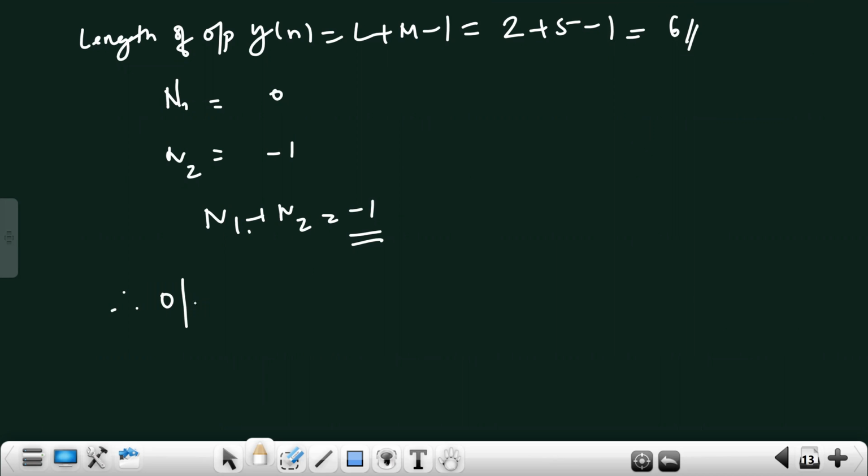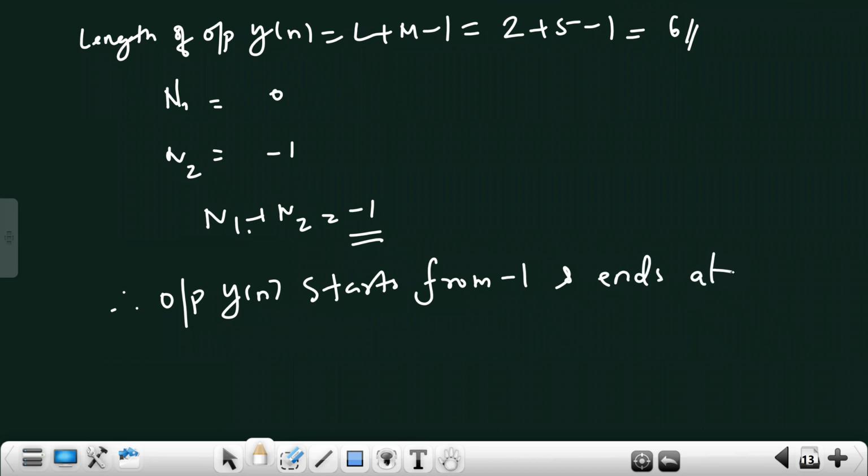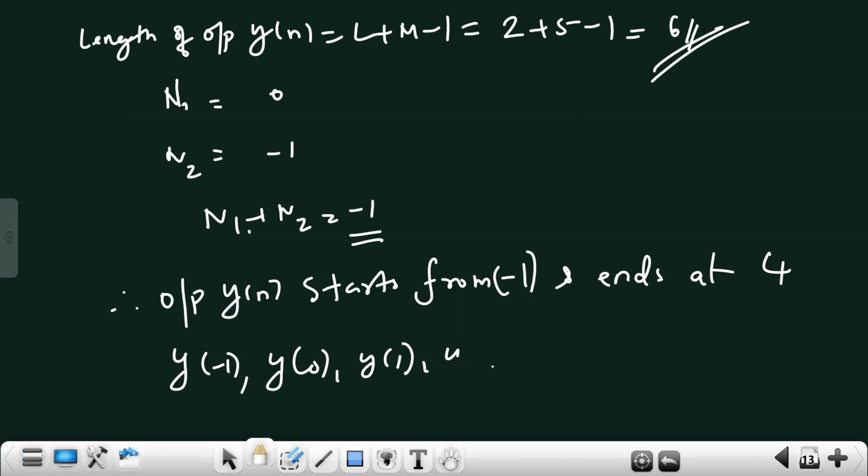Therefore, the output y of n starts from -1 and ends at, totally you are having 6 samples at the output as per the theory, L plus M minus 1. When you start from -1, at which time does it end? Sir, 4. Yes. So it will start from -1 and end at 4. So you need to get the output from y of -1, y of 0, y of 1, y of 2, y of 3 and y of 4. All these you need to calculate.